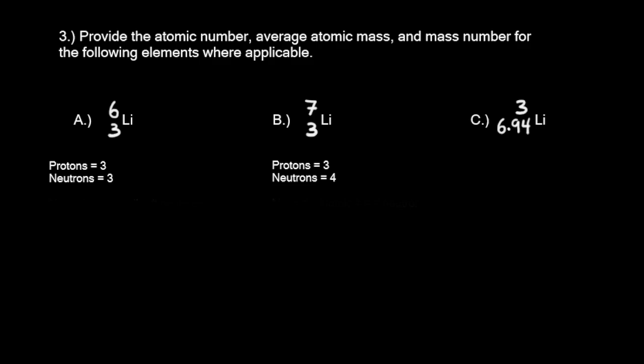The average atomic mass of lithium is 6.94 AMU, which is much closer to 7 than 6. Since the average atomic mass is a weighted average, the isotope that contributes most to the average must be the most abundant isotope. So lithium 7 in option B is more abundant.